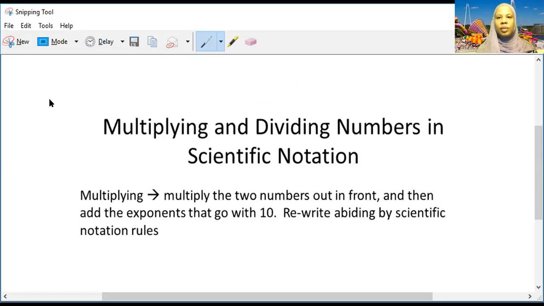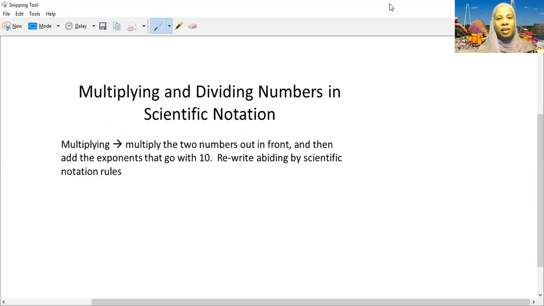Okay, so now you should be able to see the notes that I just copied. I found these notes, they were perfect online, so I didn't have to write it because this was perfectly said. All right, so when you're multiplying and dividing numbers in scientific notation, I just copied the part for multiplication first because I just want us to focus on this. So it says multiplying. You multiply the two numbers out in the front and then add the exponents that go with 10. Okay, you rewrite abiding by the scientific notation rules. So for example, let's give an example real quick.